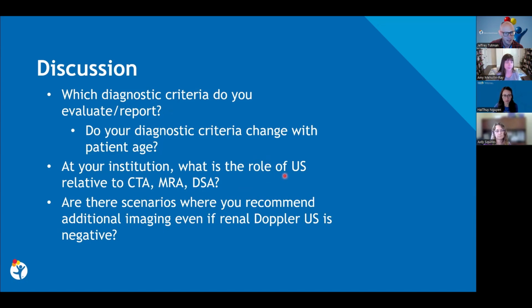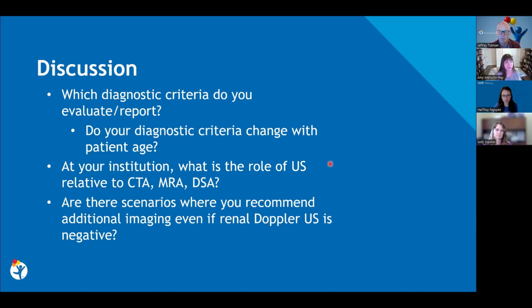And then, so next question, I'm kind of curious what the overall workflow at your institutions is, as far as the big picture of evaluating patients that have clinical suspicion of renal artery stenosis. Where does ultrasound fit in that for you? And then how do you see the role of CTA or MRA, and then catheter angiography?